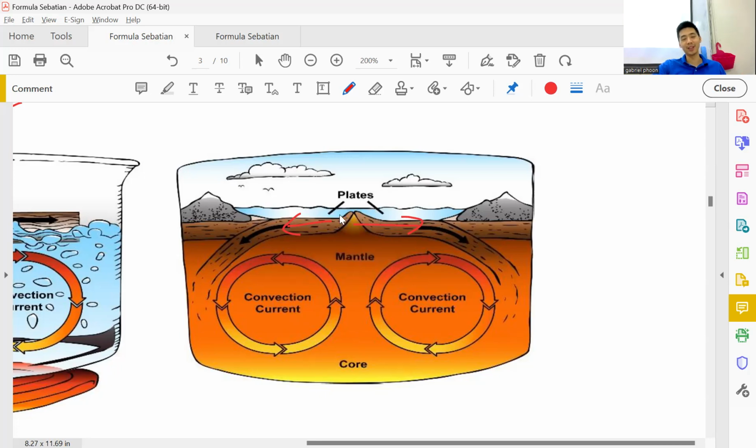Okay, so let's imagine the ground has a layer and layer and layer and layer. The top layer is known as a plate, the tectonic plates. Okay, the tectonic plates which are constantly moving.